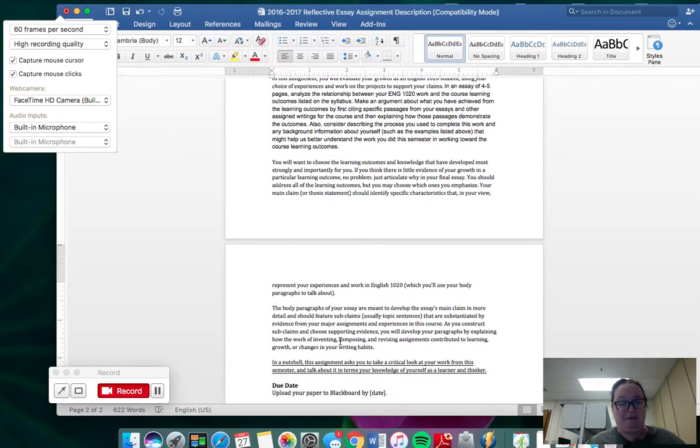So, the body paragraphs of your essay are meant to develop the essay's main claim. So the claim is that you learned the learning outcomes, or that you can exemplify the learning outcomes in detail. And they have subclaims, like topic sentences, like in your previous essays, that are substantiated by evidence, so quotes, of your major arguments that you met the reading, writing, research, and reflection outcomes. And that you will develop your paragraphs by explaining how the work of inventing, composing, and revising assignments contributed to you learning, your growth, or your change in your writing, research, or reflection habits.